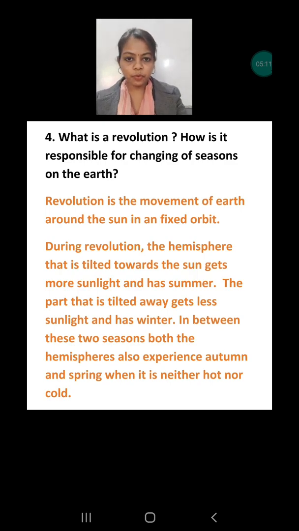Our question number 4 is, what is revolution? This is the second movement of the earth, and it is responsible for the changing of seasons. Every 4 months we have a different season. Now we are having winter in India. After that spring will come. After that the summer season will come. So how are these seasons changing?